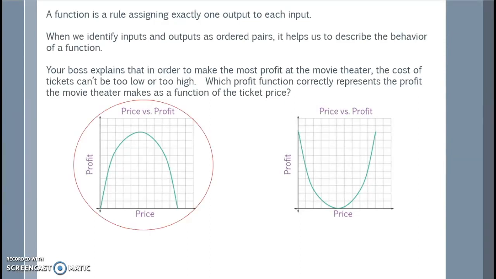I would say the first one. As the price is increasing, slowly the profit is also increasing until it reaches its height or its maximum profit. Then, if we continue to increase the price, our profits go down. Versus the one on the right, as our price increases, our profits go down, and that's not what the statement said, so it cannot be the second option.